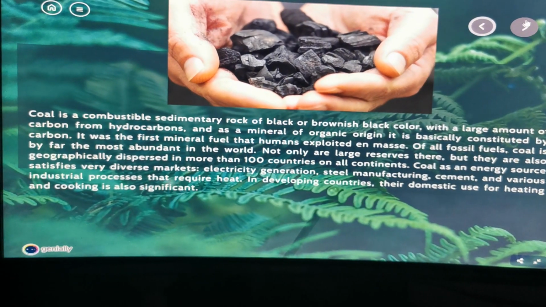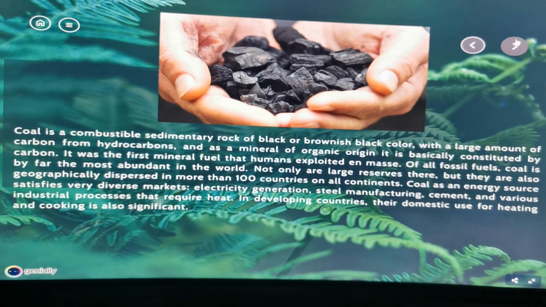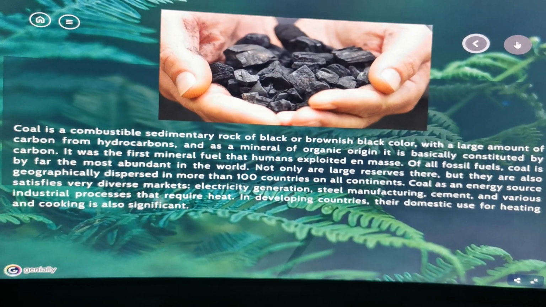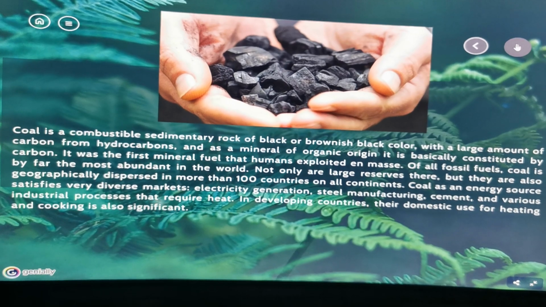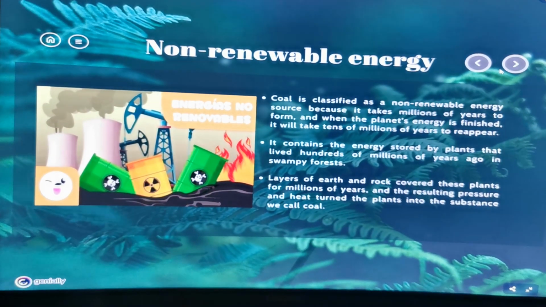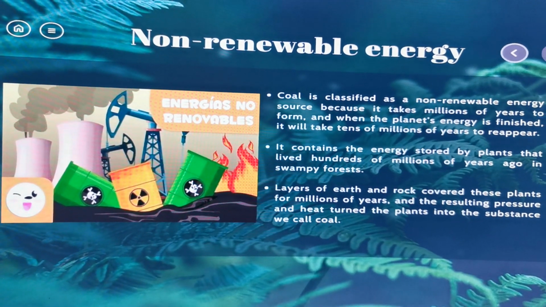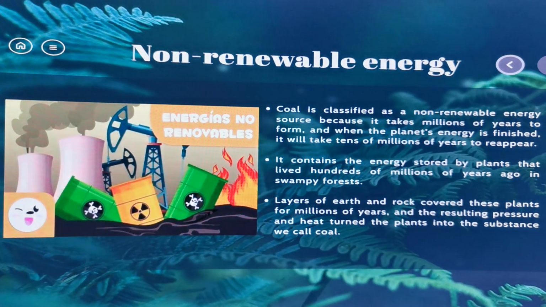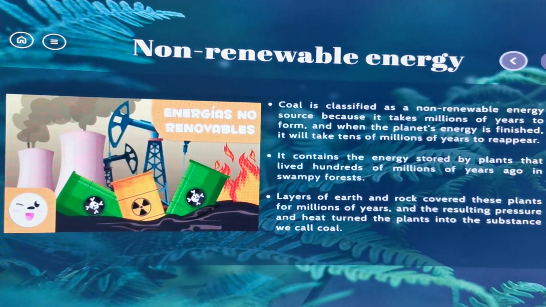Coal as an energy source satisfies very diverse markets: electricity generation, steel manufacturing, and various industrial processes that require heat. In developing countries, its domestic use for heating and cooking is also significant. It is classified as a non-renewable energy source because it takes millions of years to form. It contains the energy stored by plants that lived hundreds of millions of years ago in swampy forests.